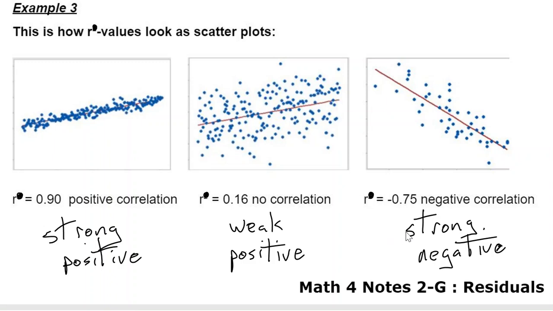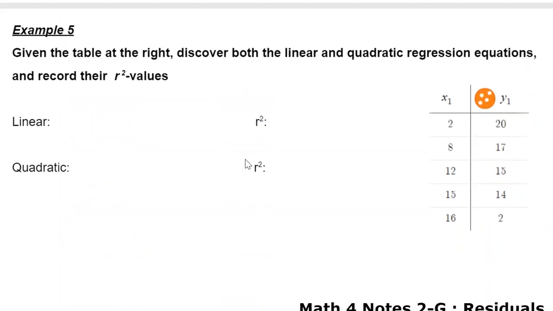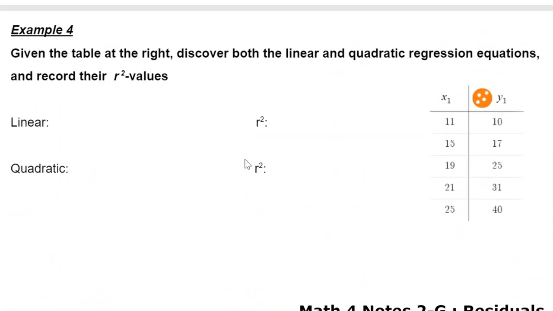And so you're going to have some of that for homework, and you're also going to have probably at least one question on the test that'll show you a scatter plot like this and ask you, is this strong positive, weak negative, or strong negative? Okay. All right, one last one here. I think we got two last ones that are basically doing the same thing.